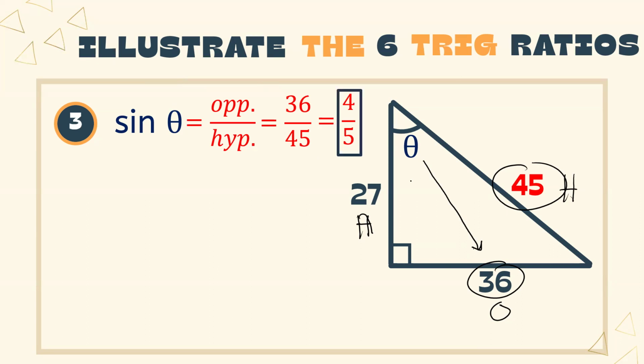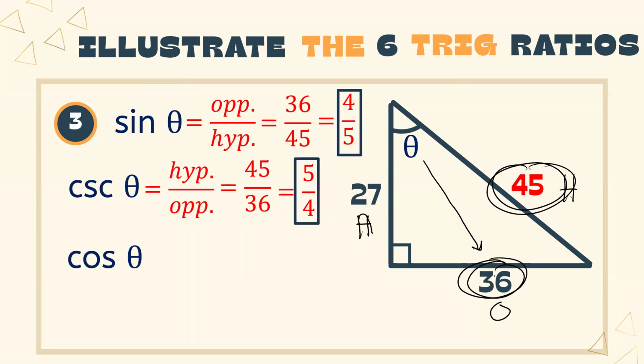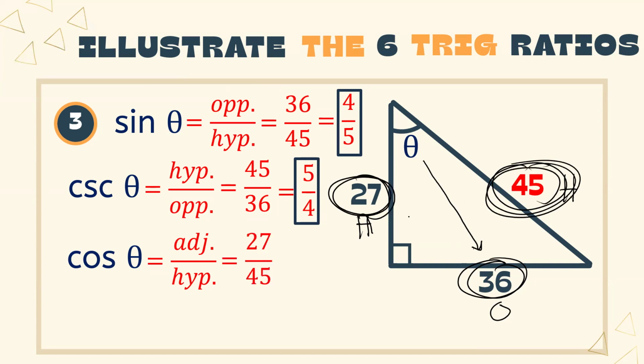Very good. Then we get cosecant theta. That's hypotenuse over the opposite side. Hypotenuse is 45. Opposite side is 36. That's 5 over 4 if we simplify that. Okay. Then cosine theta is the adjacent side over the hypotenuse. So that's 27 over 45. Simplifying that, we get 3 over 5.